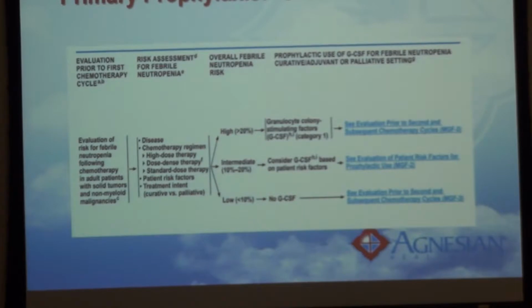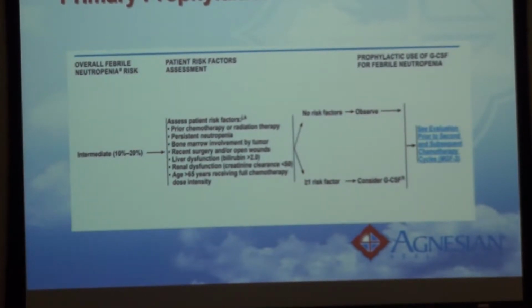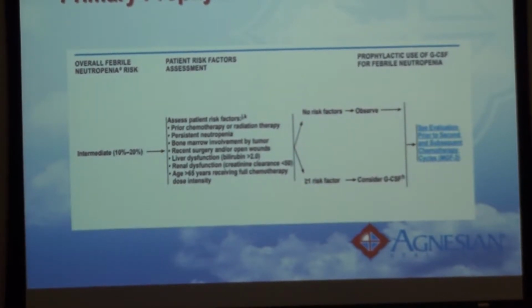After our first cycle, we'll go back and reevaluate for the second cycle. For that intermediate group, in studies it was 10 to 20%. Let's take it one step further and look at our patient outside of what they're getting treated with. If they have additional risk factors, we're more than likely going to give it. If they don't have risk factors, we can just watch and continue as we normally would.